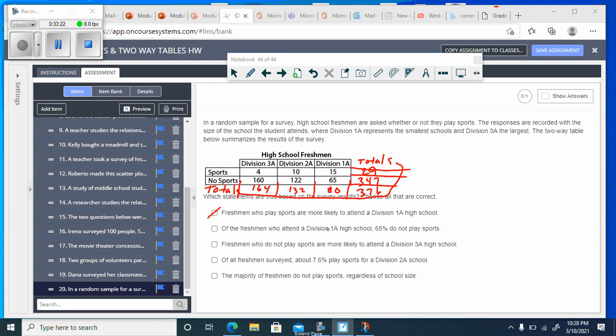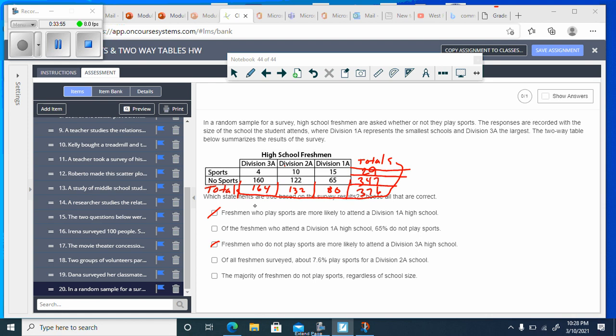Of the freshmen who attend Division 1A schools, 65% do not play sports. Let's see, that would be 65 out of 80, so no, that's not 65%. Freshmen who do not play sports are more likely to attend a Division 3A high school. 3A, yeah, this was because those who do not play, 160 out of 164 is a higher percentage. 98% of these did not play sports in 3A.